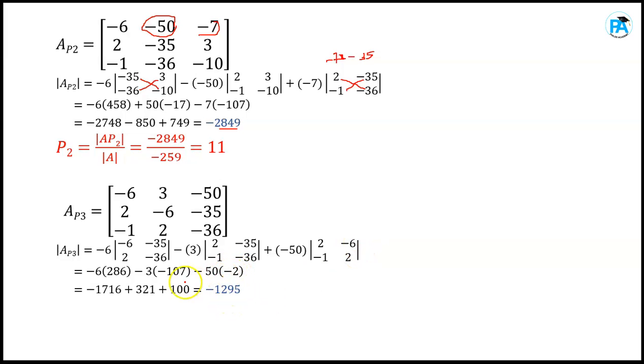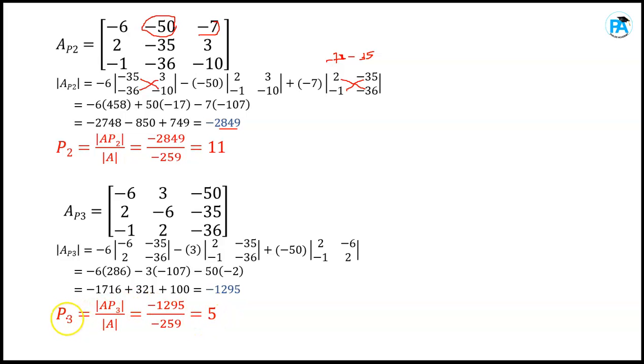So when you simplify this also, you get this for this, this for this, and negative 50 times negative 2 is positive 100, right? So when you put them together, or you can put it together from here, straightforward on your calculator, you get negative 1295. So you use this to find AP3.